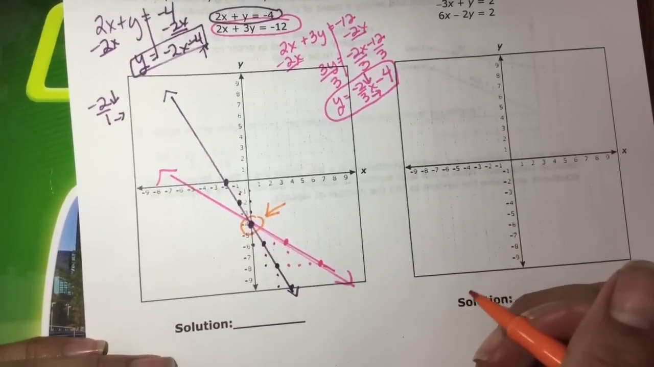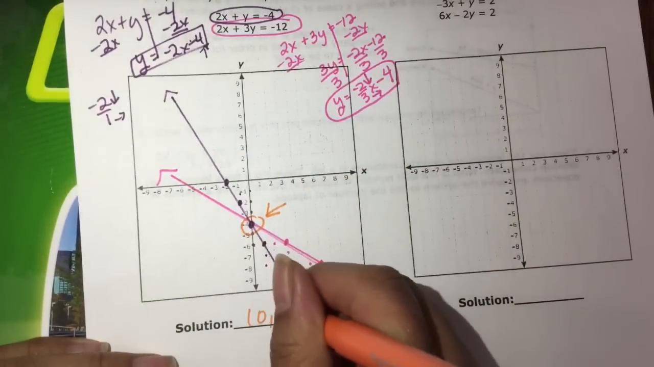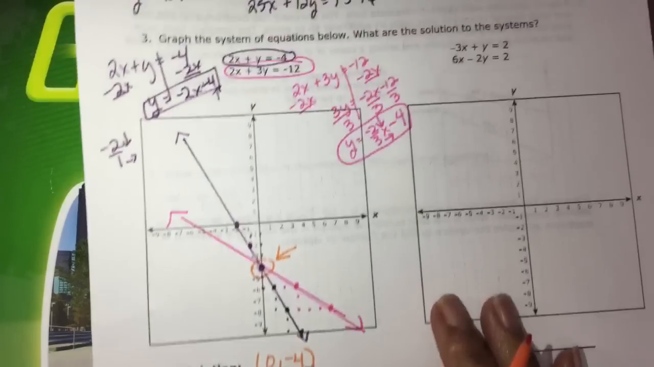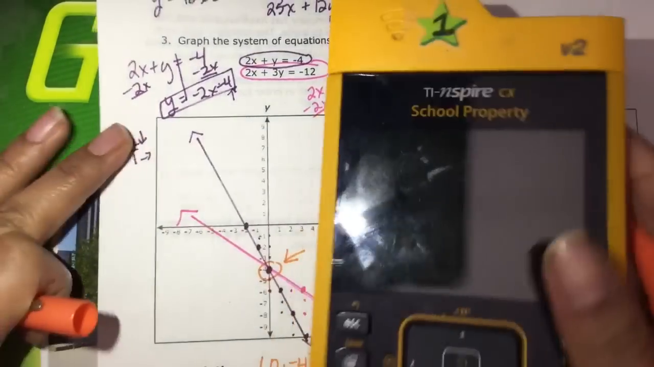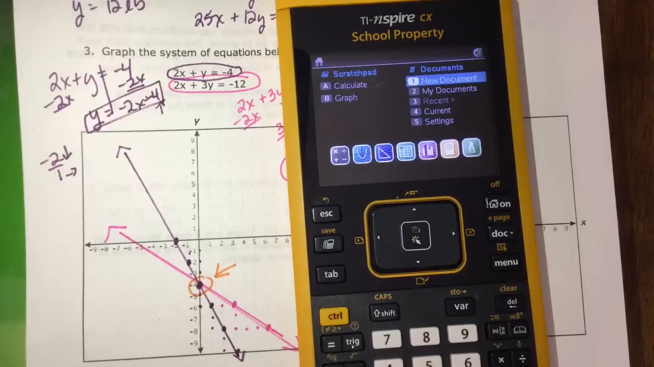The intersection is the solution to the system. So the solution to the system is located at (0, -4). Now I'm going to show you how to check your answer on the calculator. All answers on your test can be verified and double-checked on your calculator to see if you got it right.